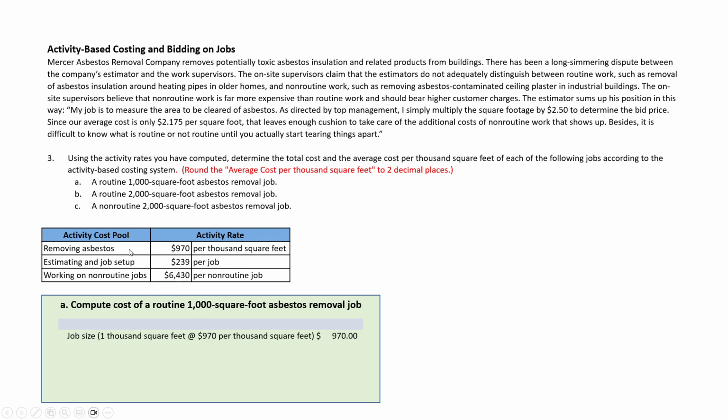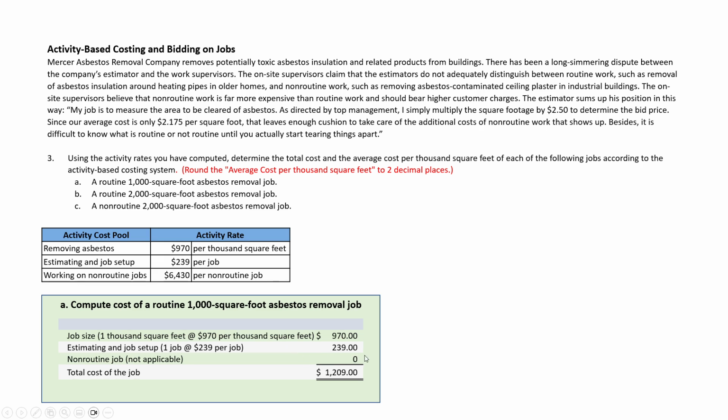That's removing asbestos, which is $970 per 1,000 square foot. This is a 1,000 square foot job, so we'll just take that 970 times 1, and we're going to allocate 970 of removing asbestos costs to this job. Note, I don't take 970 times 1,000 because the 970 is already in 1,000 square foot job. Estimating job setup, $239 per job. Well, it's just one job, so I'm going to add $239 to it. Non-routine job, this is a routine job, so we're not going to allocate anything related to a non-routine job. It's not applicable. So we add this up, 970 plus 239.